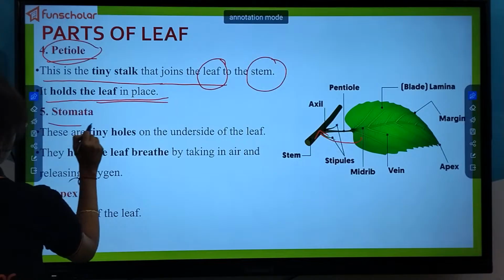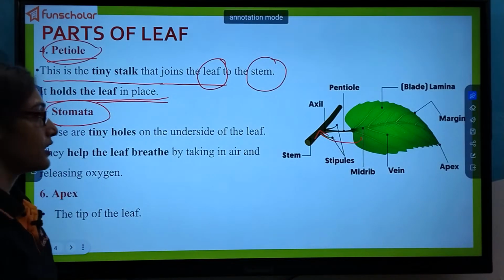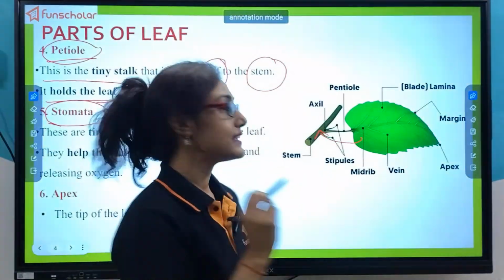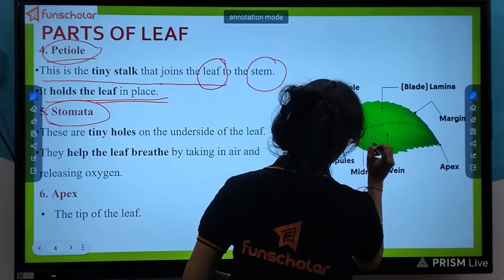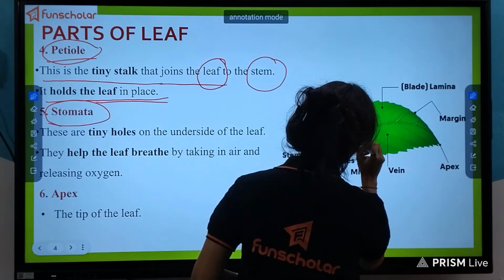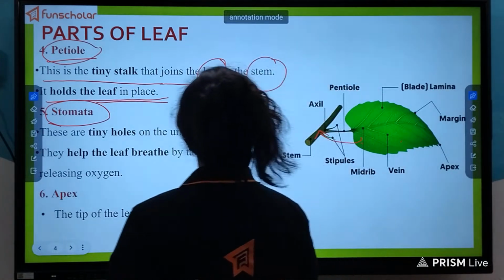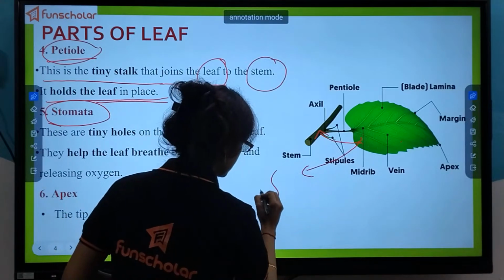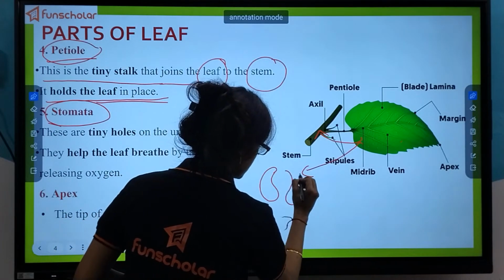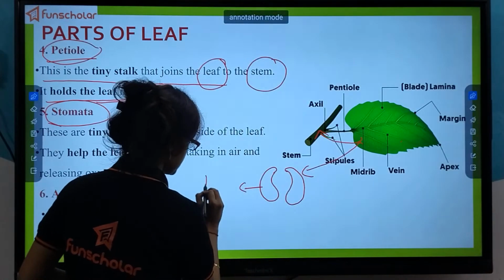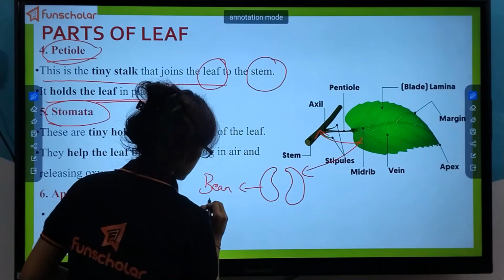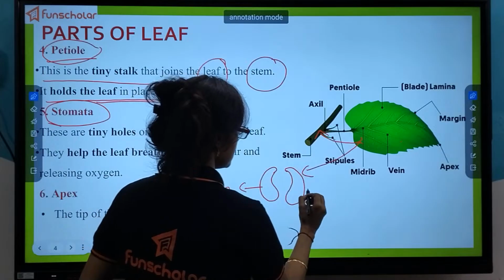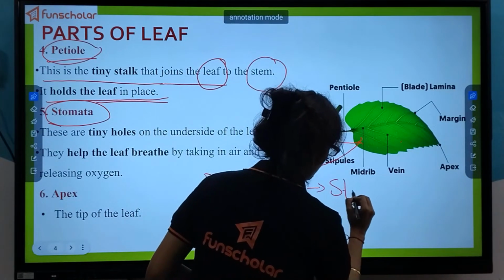Okay, now stomata. This I haven't told you till now. So, suppose this is a leaf. You can't see without microscope, there are tiny pores in the leaf. Okay, and if you zoom this out, it will look bean shaped. What is this structure called? This structure is known as stomata.